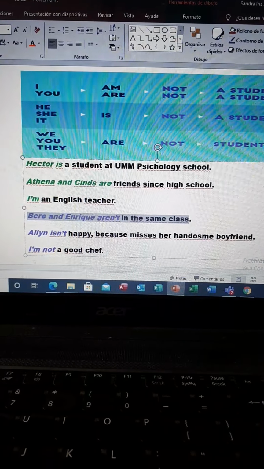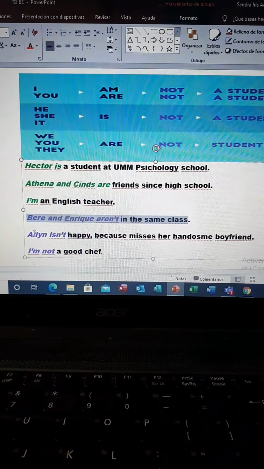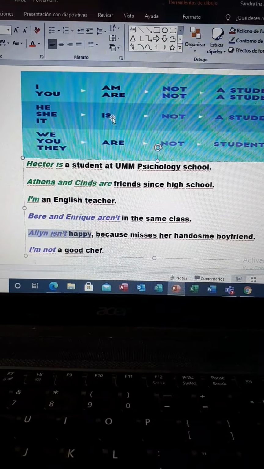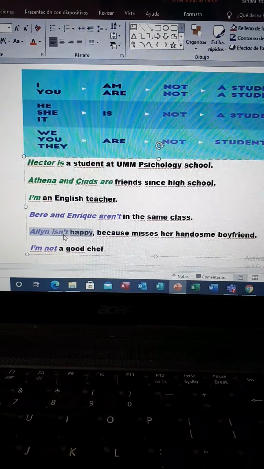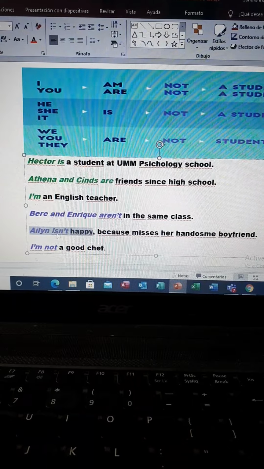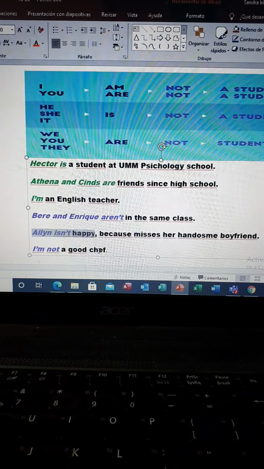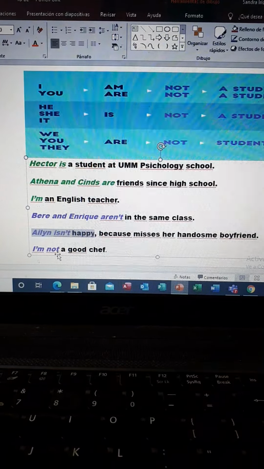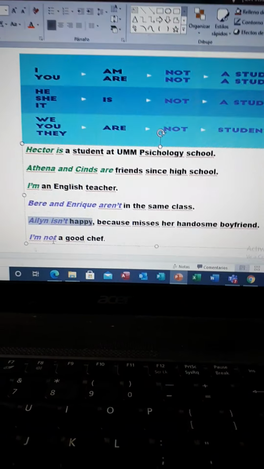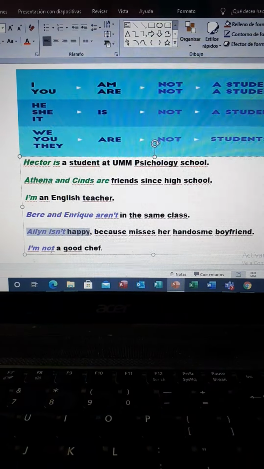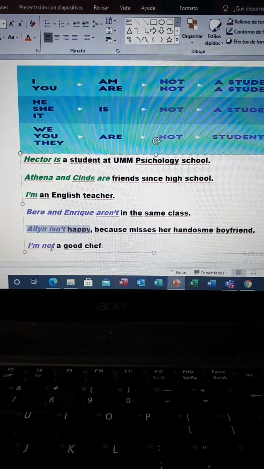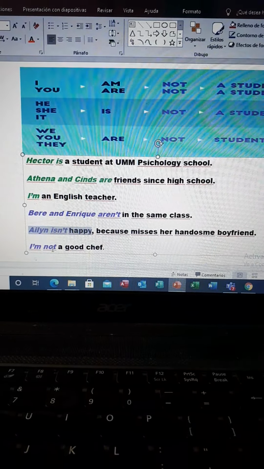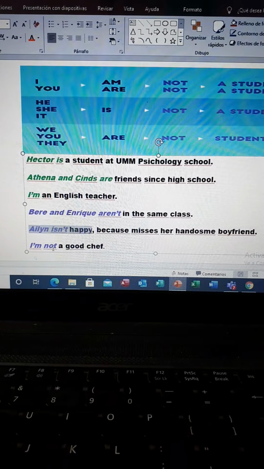Eileen isn't happy because she misses her handsome boyfriend, okay? This is negative but singular, okay? So is not and isn't is the same. This is full form and this is short form, okay? I'm not a good chef, okay? So this is full form and this is short form. Preferably, when we answer a question, we are going to use that short form, okay? Or in speaking, for speaking, we also preferably use that short form, okay?